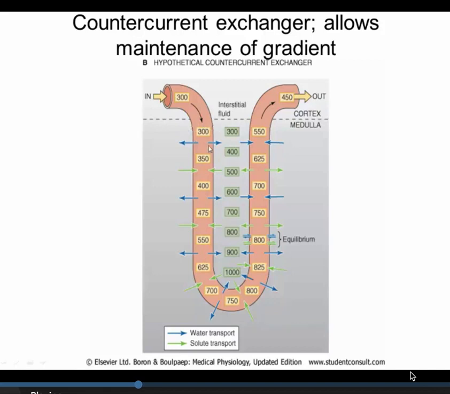There's no active transport going on here. Everything that happens across the wall is passive, based on gradients across the wall of the vasa recta vessel. So this isoosmotic blood suddenly arrives into an area where the interstitium is concentrated.